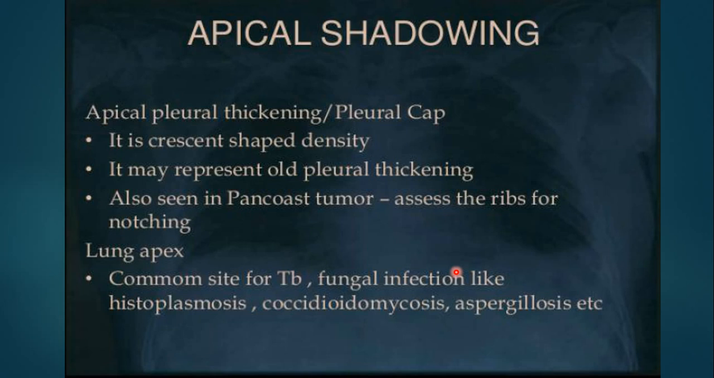Is this a Pancoast tumor? Is this an apical pleural thickening due to old infection? Look carefully at the adjacent ribs, especially the first rib. Is it notched? Is it invaded? Is it destructed? This will help you to differentiate the malignant Pancoast tumor from the totally benign pleural cap or pleural thickening. If the apical shadow is in the lung apex, it's a very common site for TB, fungal infections like histoplasmosis, coccidioidomycosis, and aspergillosis.